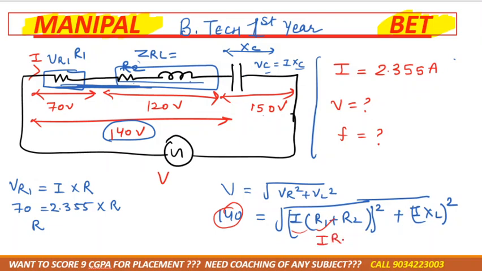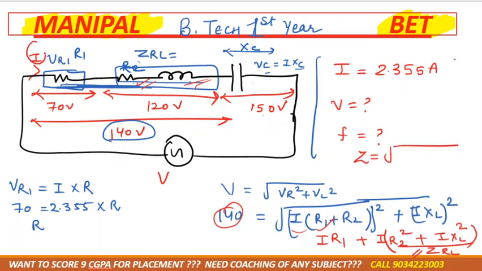Combined, you get I into R1 plus I into R2 plus I into XL, right? You can take I common, then it will become R2 squared plus XL squared, and this will become ZRL. Yes or no? And the ZRL value you already know. So from here you can get R2 and XL. If you know all these values, R1, R2, XL and XC, can you get the total impedance?